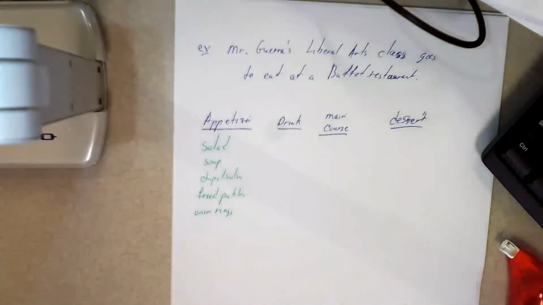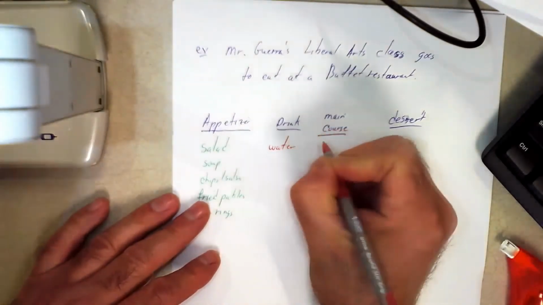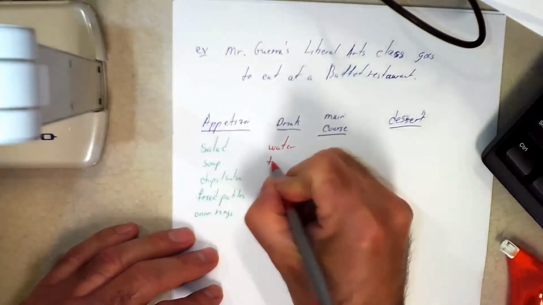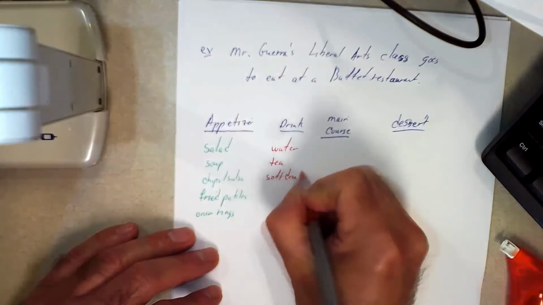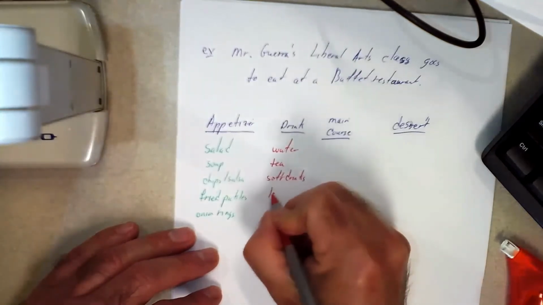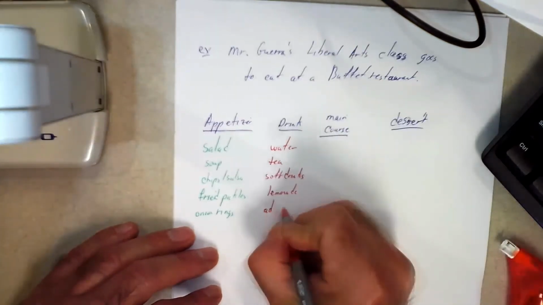And for our drinks, of course, they will be non-alcoholic, I assume. All right, we could make it when you guys can, because y'all are too young to be drinking. All right, so we'll put water, tea, soft drinks, lemonade, and adult beverages.